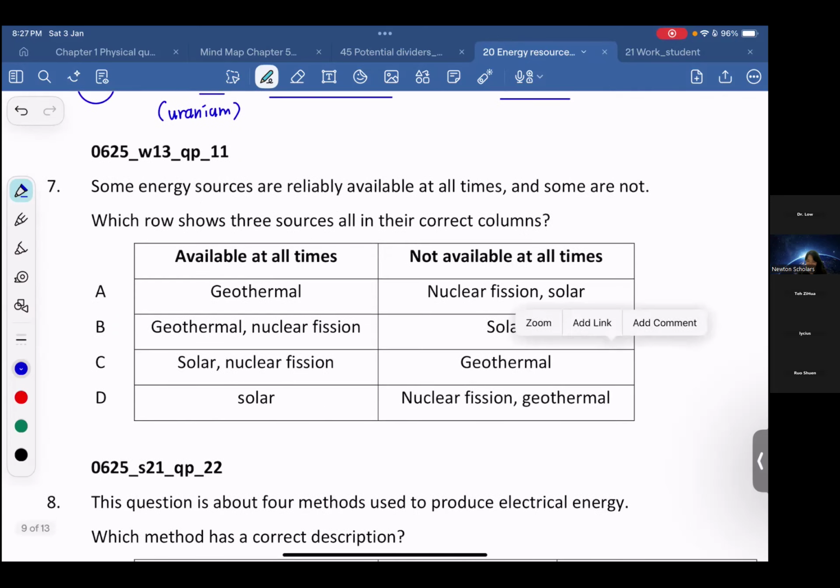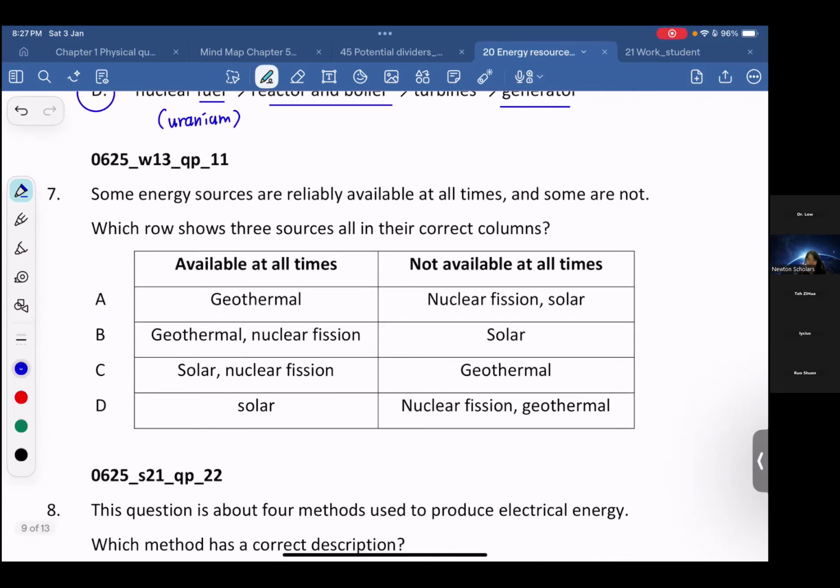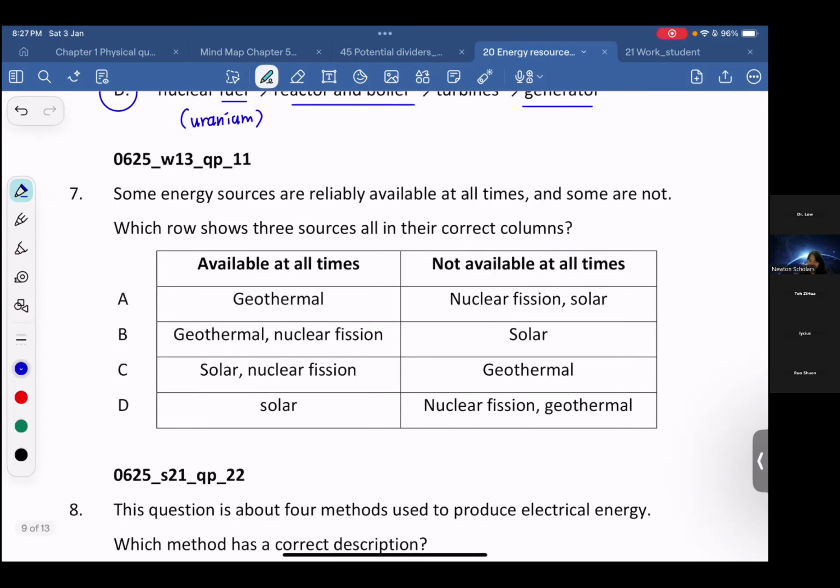So next, some of the energy is reliably available all the time, but some is not. Which row shows three sources all in their correct column? Okay, try. Angeline, correct. Crystal, correct. Zihua, what do you think? Available, so it's reliable. It won't be affected.